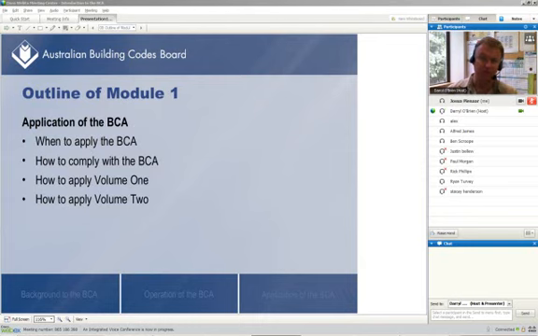7B is storage. 8's factories. And then Class 9A will be your hospitals. 9B will be entertainment centres, schools, buildings of a public nature, and 9Cs are your private health, aged care homes. Sorry. Within Volume 1, you will also have some Class 10As, which are private garages and sheds, and some Class 10Bs, which mainly would be swimming pools.